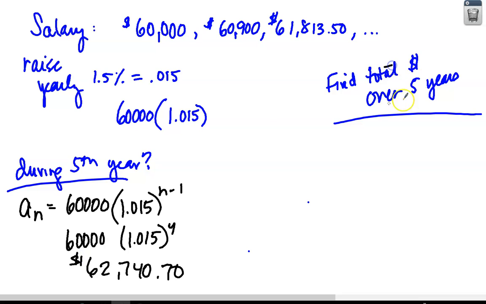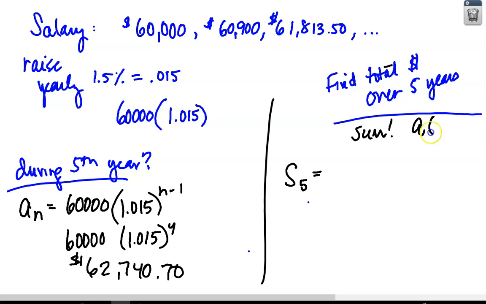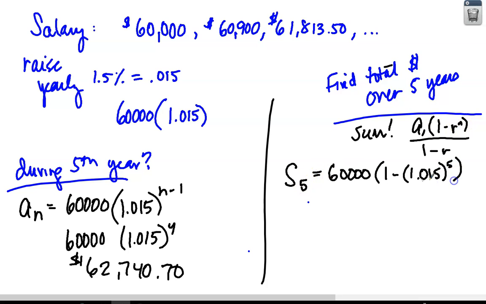If I want to find the total you made, then this you should recognize as being the sum. So I want the sum over the first 5 years. Remember the formula for the finite sum, because we're only going to 5 years, is first term, 1 minus r to the n over 1 minus r. So let's do it. First term, 60,000. 1 minus, what's your r value? Careful, it's not just this, it's that. Your multiplier is 1.015. We're going to go to the 5th power, all over 1 minus 1.015. Okay.